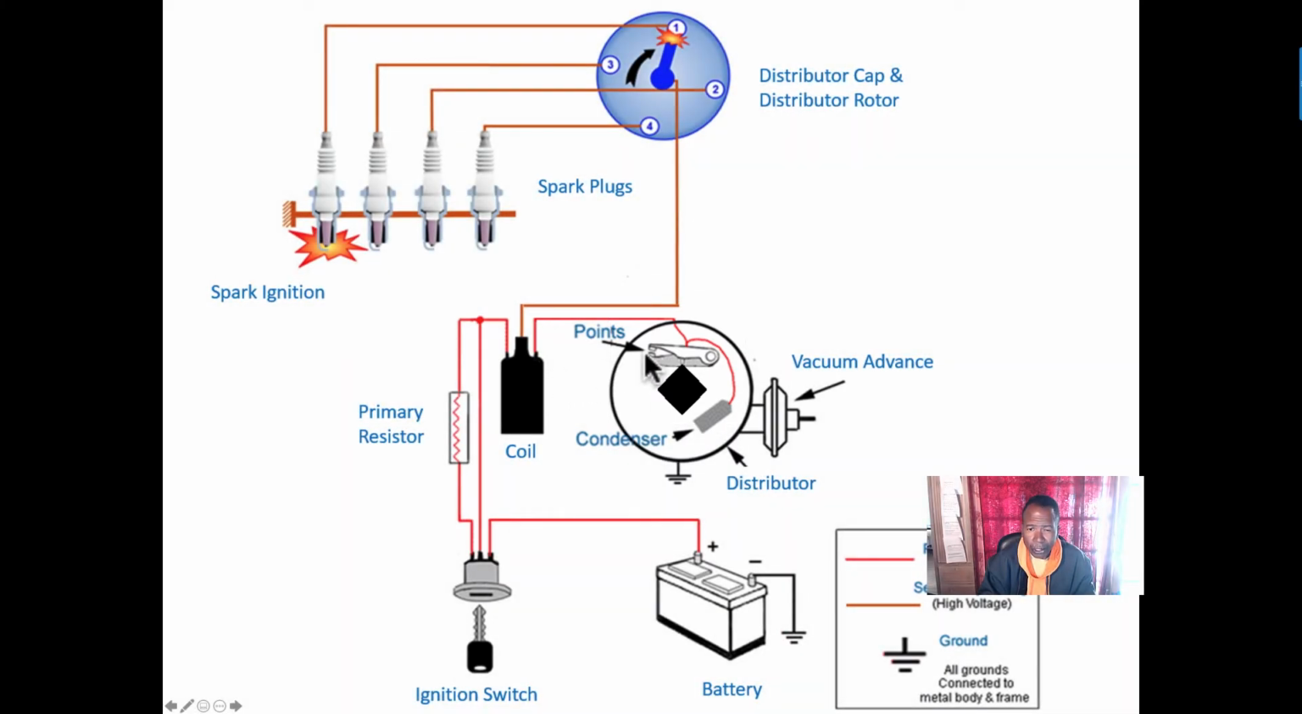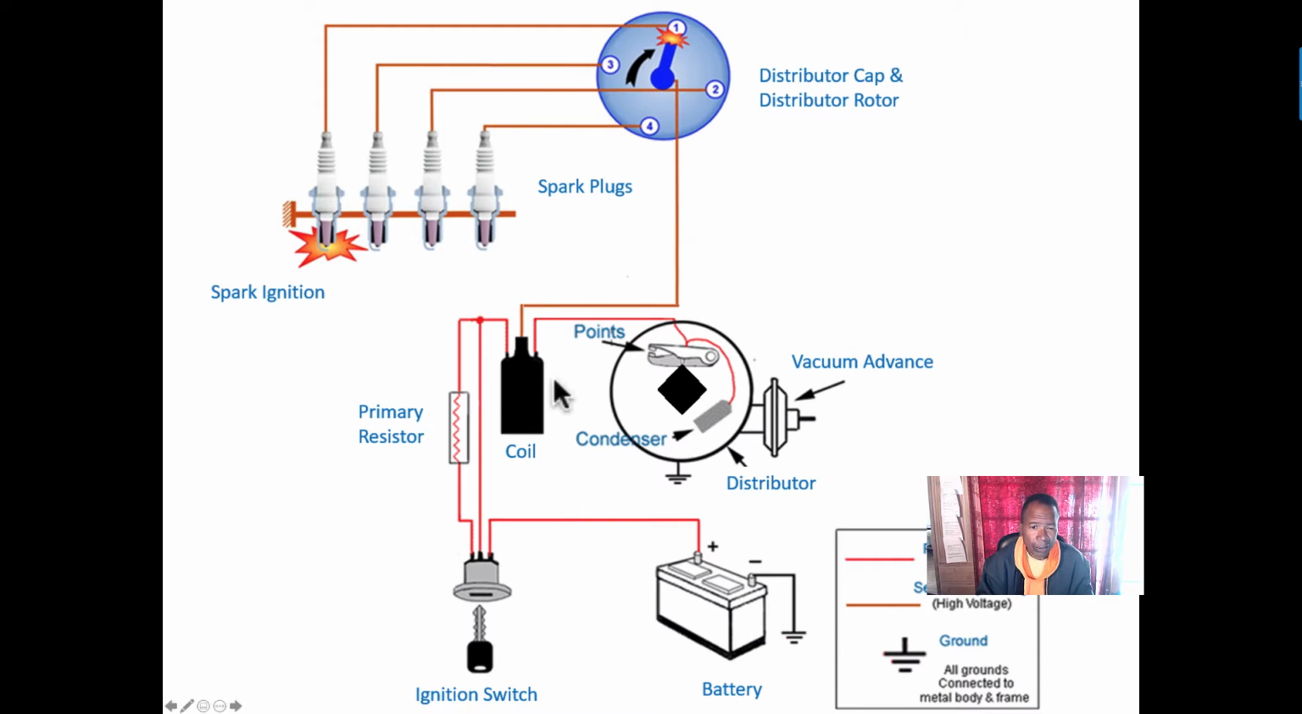When the points are closed, the coil charges up. When the points open up, the coil collapses, and the magnetic field surrounding the coil windings collapses and self-induces into the secondary windings, mutual induction. So it's going to basically take in low voltage and high current, and turn it into high voltage, low current.